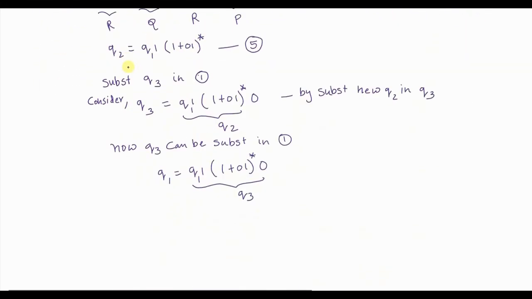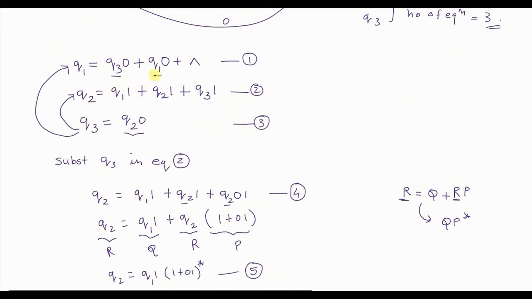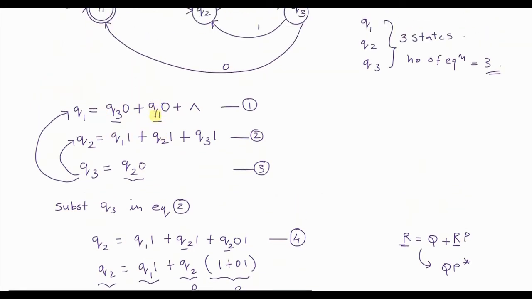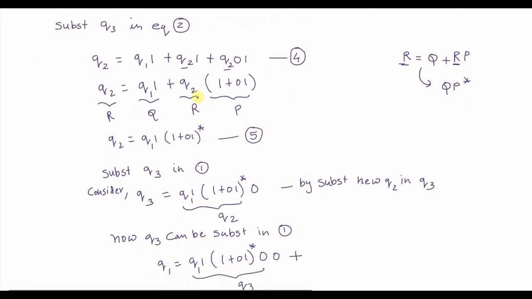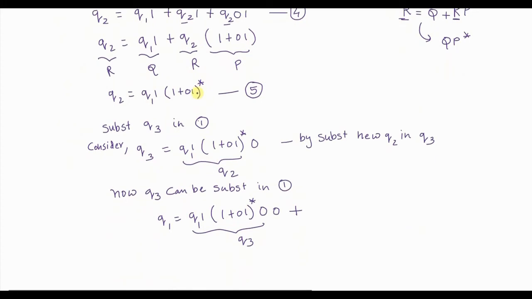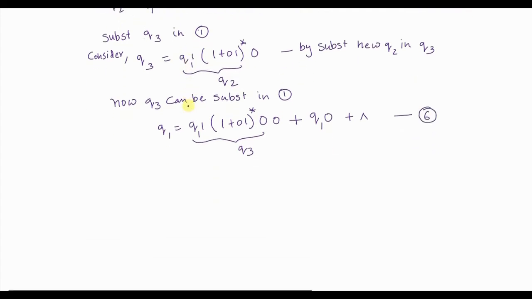So I will append a 0 here, plus Q1 0 plus null, plus Q1 0 plus null. So this is the new value of Q1. I will just call it equation 6. The final answer should be present in this equation 1.